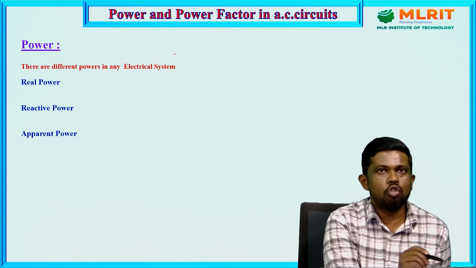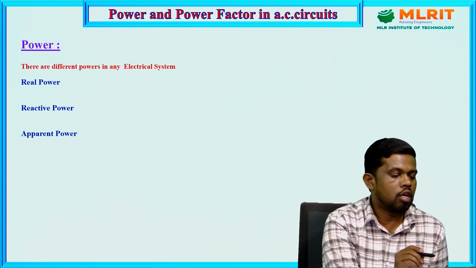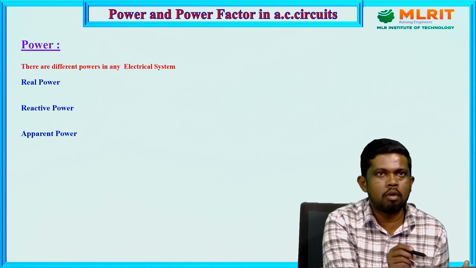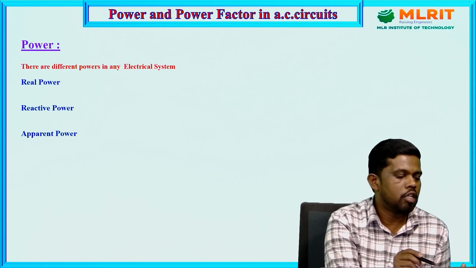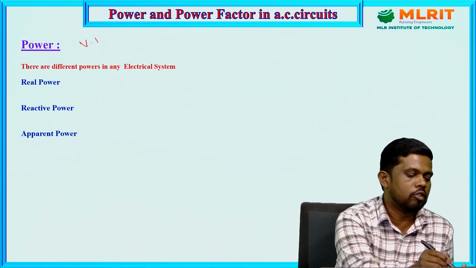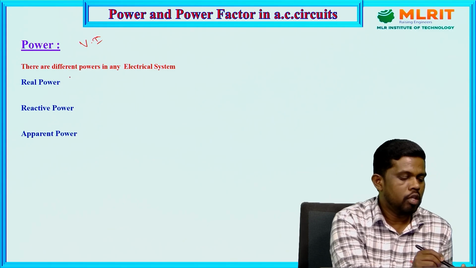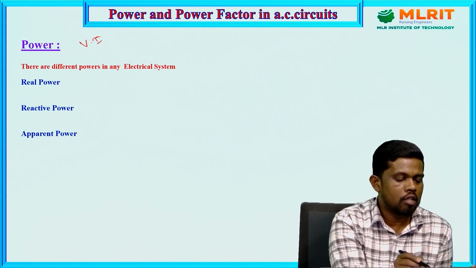The next concept of this session is power and power factor. We already went through the power in the DC circuit. Power always means electrical power only. Electrical power is nothing but the product of the applied voltage and the current. Based on that, we have categorized the different powers in the electrical system.